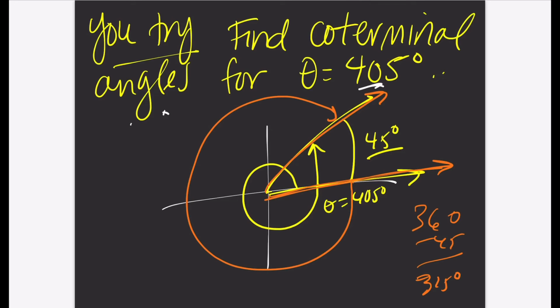Since you went clockwise, you know that the first negative coterminal angle is negative 315 degrees. If you want another negative, add a revolution, you get negative 675 degrees. If you don't believe me, graph it. You'll see that it's going to start and end on the exact same spot as 405 degrees.